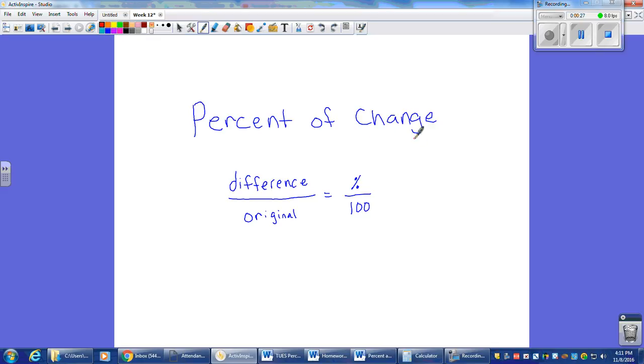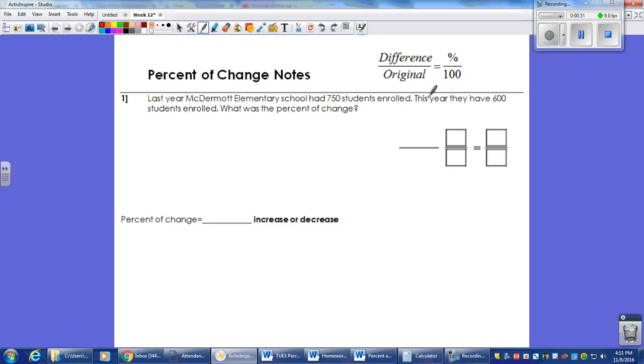use this formula. So here it is again. The word difference means subtract. So we know whenever we see the word difference or change, we are going to be subtracting. And whenever you see the words percent of change, you will be dealing with this equation.